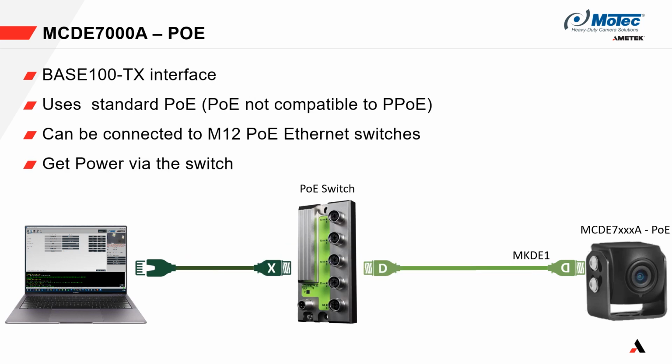Next up is the MCDe7000A PoE. It is very similar to the passive PoE version, but instead of the injector, it can be powered directly by every PoE or PoE Plus compliant switch. In this camera, the data lines again function as power supply lines as well, allowing just a single cable to go to the camera to power it and stream video data.